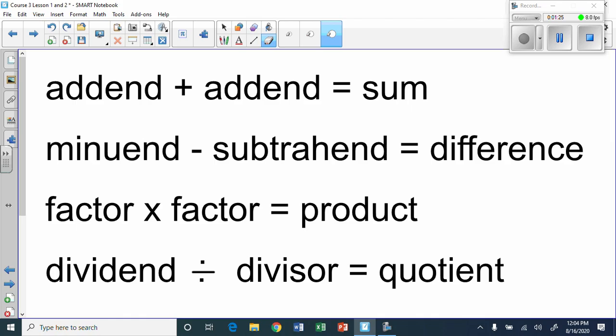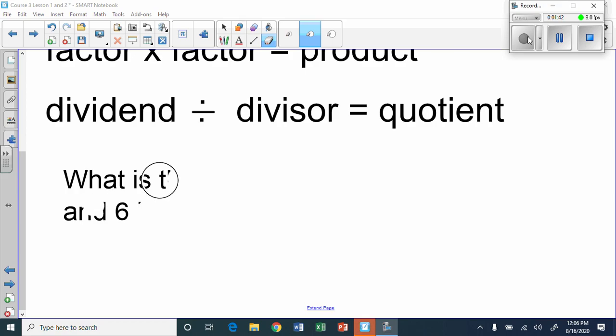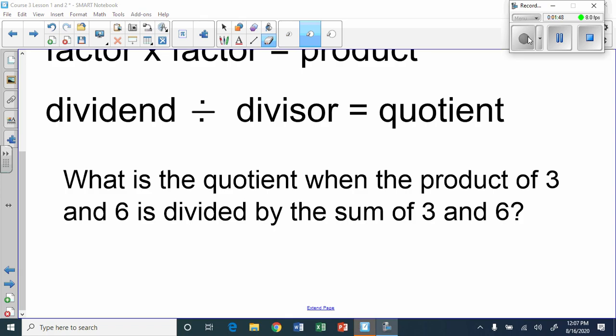So if we looked at a problem like, what is the quotient when the product of 3 and 6 is divided by the sum of 3 and 6? Example number 1, let's identify a couple things that we want. What is the quotient? The quotient is going to be our final step. When the product, I'm going to use red to underline this, the product of 3 and 6. Product means multiplication. So 3 times 6 is 18.